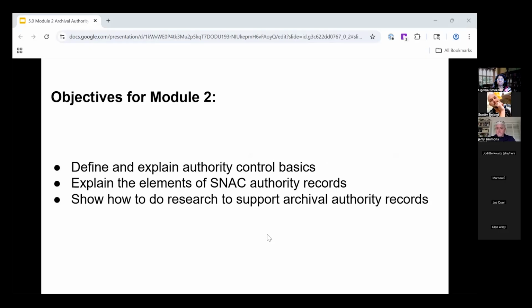So first, I thought we would go over our learning objectives for this module. We are going to define and explain authority control basics, explain the elements of SNAC authority records, and we will show how to do research to support archival authority records.